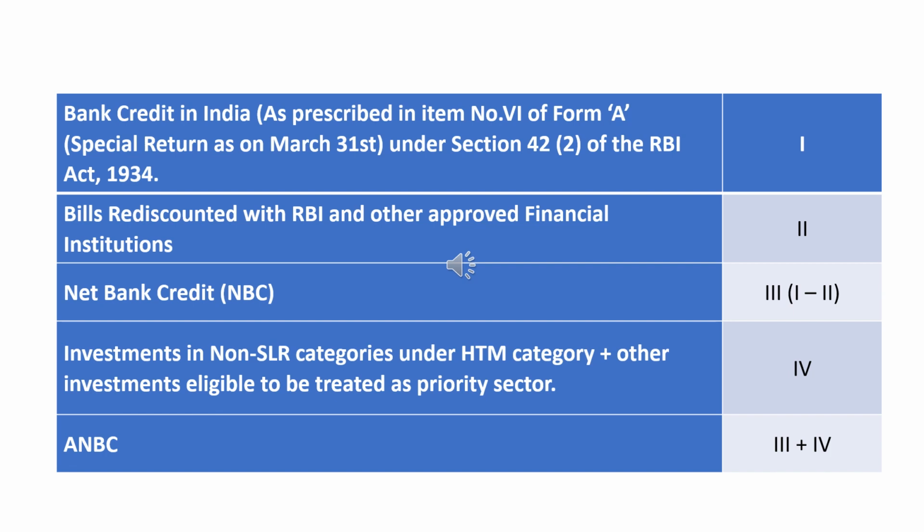So now what is ANBC, adjusted net bank credit? 3 plus 4. What is 3? Net bank credit. What is 4? Investment in non-SLR categories under HTM category plus other investments eligible to be treated as priority sectors. So that is known as ANBC, adjusted net bank credit.